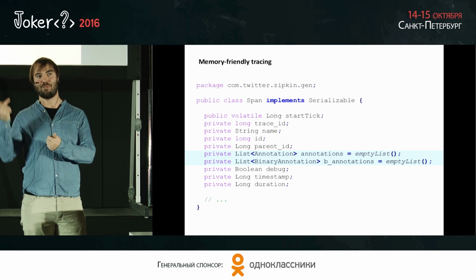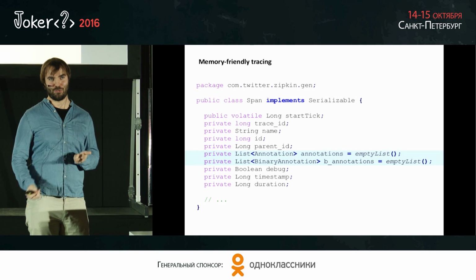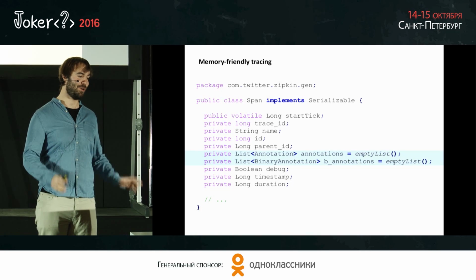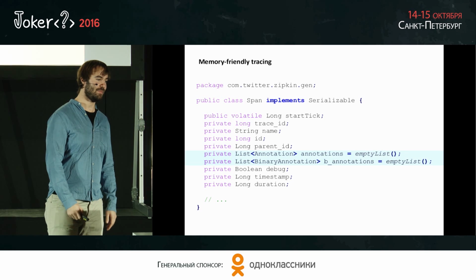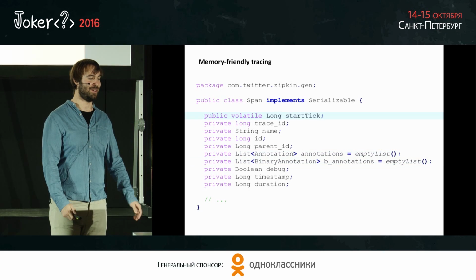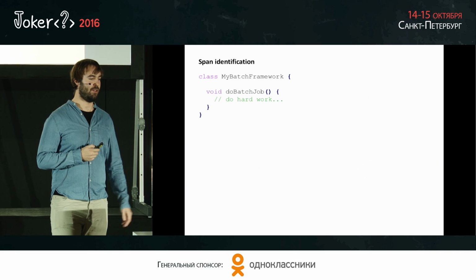So in our tracer, everything's mutable, everything's primitive. We use object pools to avoid GC. It's a very old-fashioned programming approach, but it works pretty well. And this is so-called memory-friendly tracing. So yeah, I think I'll jump over this slide. It's just a comparison that's not so important.